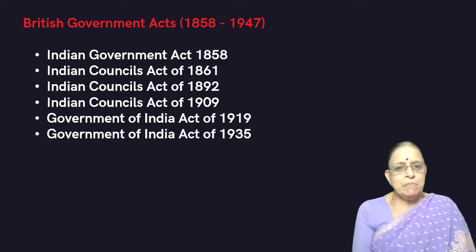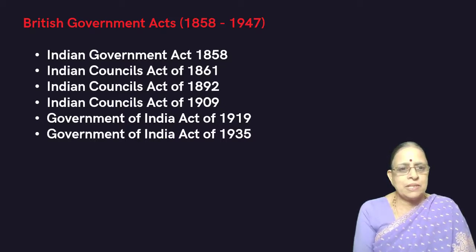Some of the important acts which were passed from that time 1858 to 1947. That means till independence. Indian Government Act 1858, Indian Councils Act of 1861, Indian Councils Act of 1892, Indian Councils Act of 1909, Government of India Act of 1919, Government of India Act of 1930.